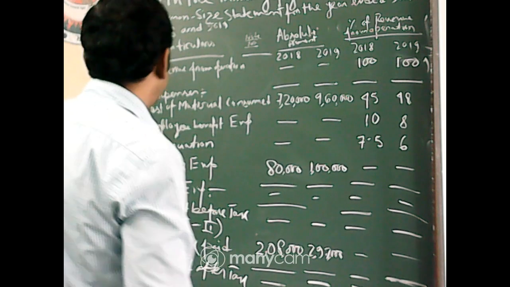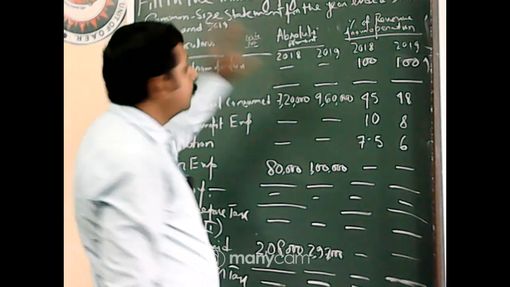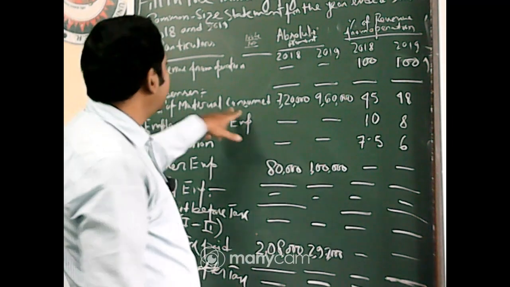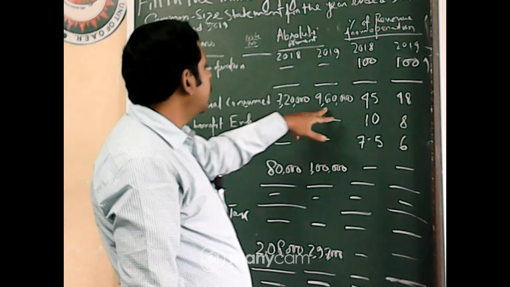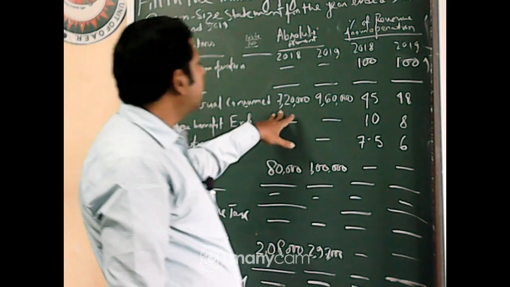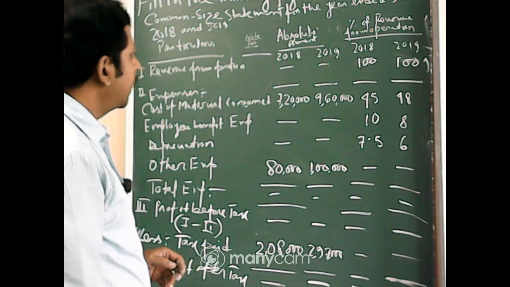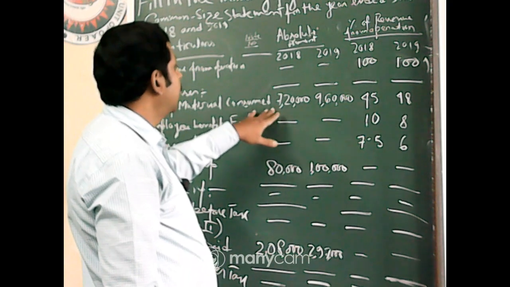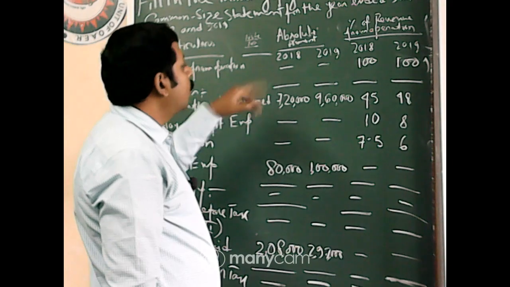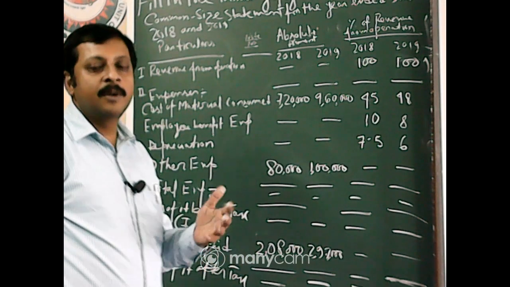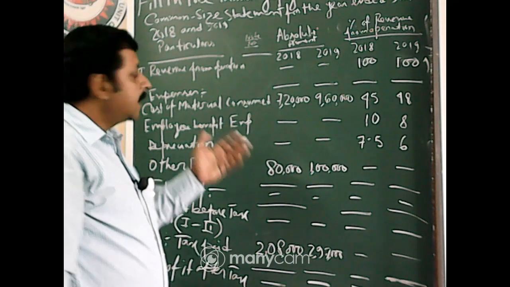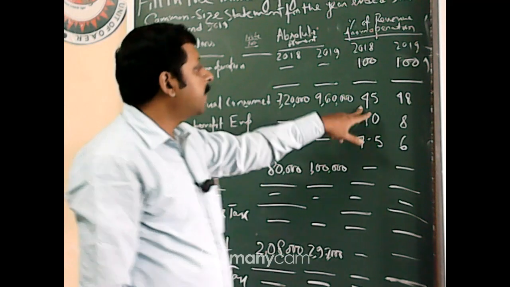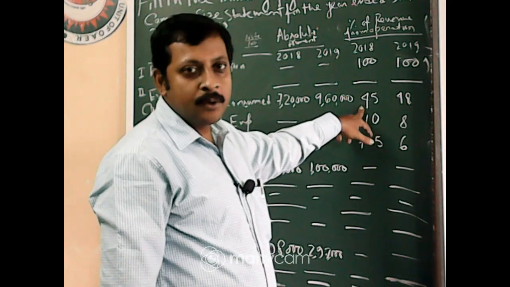Now how can we reveal the absolute figure of revenue from operation? This is the main question. Here you can see cost of materials consumed is given, that is 7,20,000 and 9,60,000. How did this figure actually come? This figure comes from revenue from operation. Yes, the absolute figure is given in your question, but the percentage is not given.